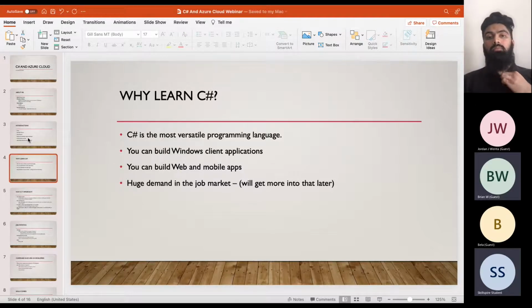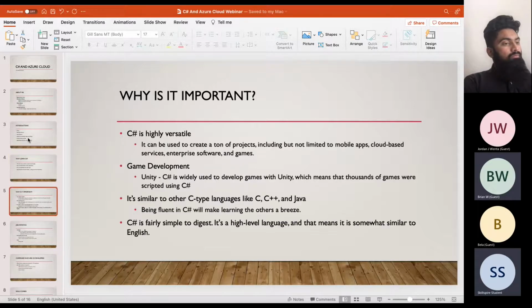Okay. And along with that, C sharp is mainly used to build Windows client applications and web and mobile apps. I think you guys kind of know that right now app development is super hot and all the companies are trying to get into app development, maintain their applications and mobile apps, etc. Okay. And there's a huge demand in the job market, which I will get into more later.